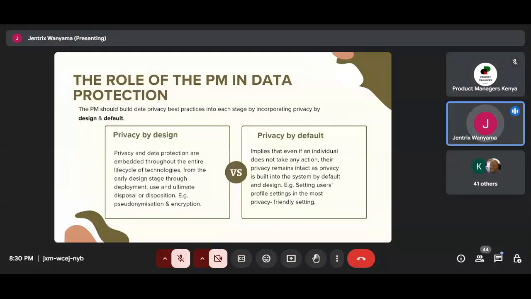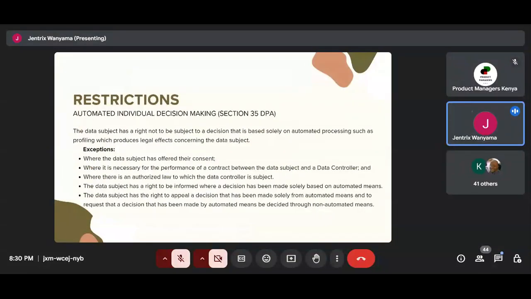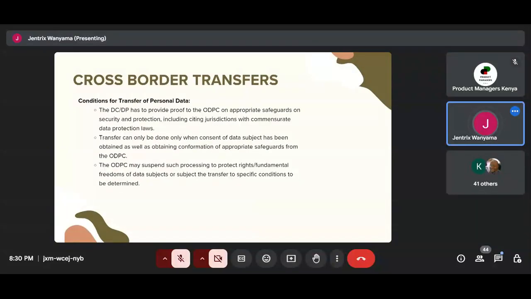I will now cover, sorry about that, I'll not go through cross-border transfers. I think Kega did a good job at introducing this.